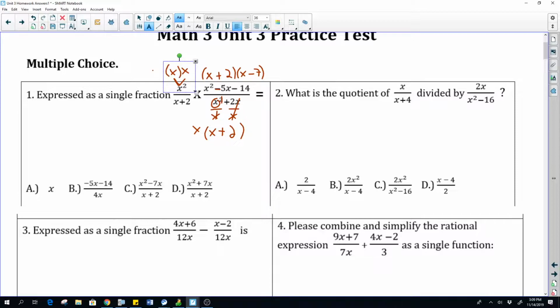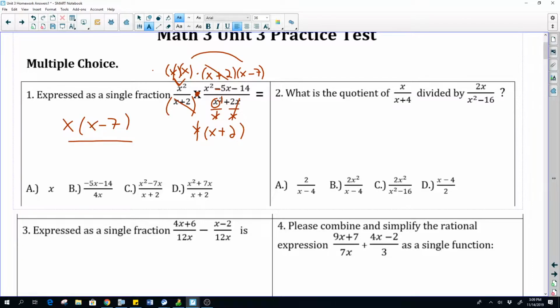Right now this is being factored, and this one's timesing. This means times everything. Okay, only one of those x plus 2's can cancel. You can do it vertically or diagonally. One of these x's can cancel there and there. So we're just left with x and an x minus 7. So x times x minus 7, excellent, all over what's left in the bottom? Just an x plus 2.